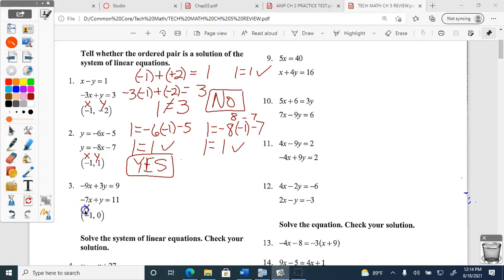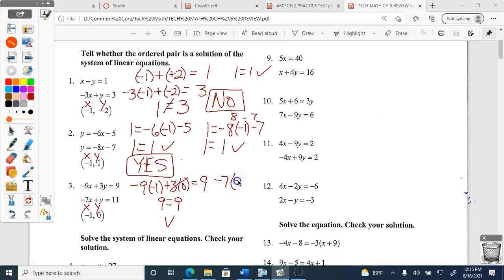Plug them in. X, Y, Y's 0. That always makes it easier. -9 times -1 plus 3 times 0. Anything times 0 is what? 0. So that goes away. -9 times -1 is +9. And so that one works. 9 does equal 9.